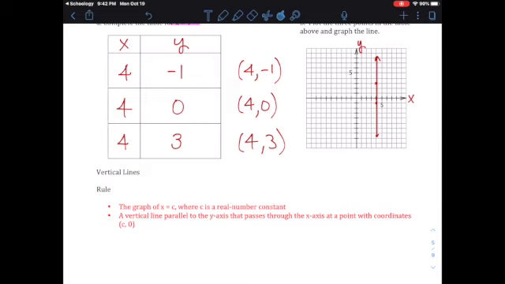And the rule for a vertical line says the graph of x equals c, where c is a real number constant, is a vertical line parallel to the y-axis that passes through the x-axis at the point with coordinates (c, 0). So in this case, just remember, if it's x equals something, you're crossing the x-axis. If you have y equals something, you're crossing the y-axis.